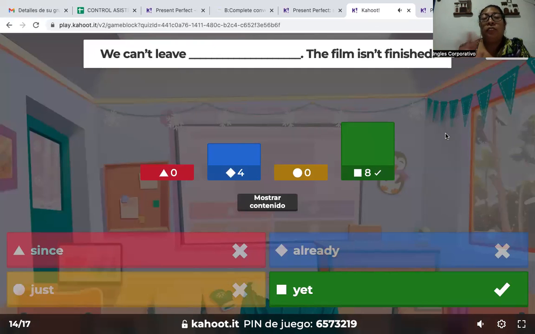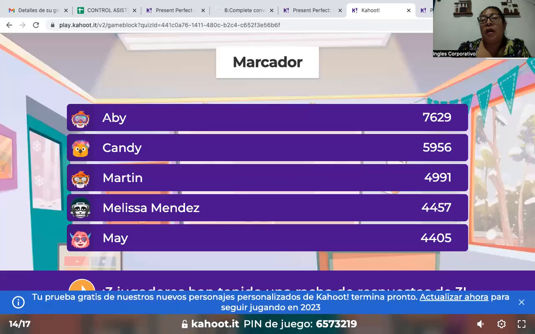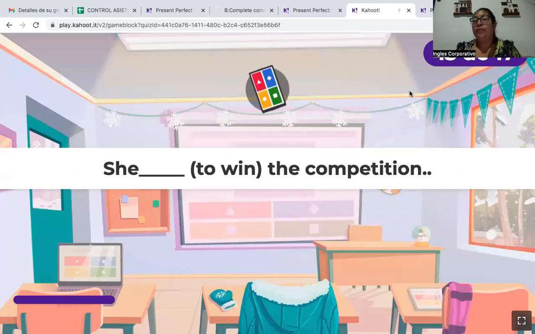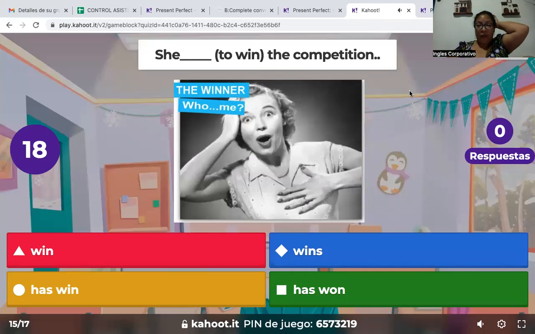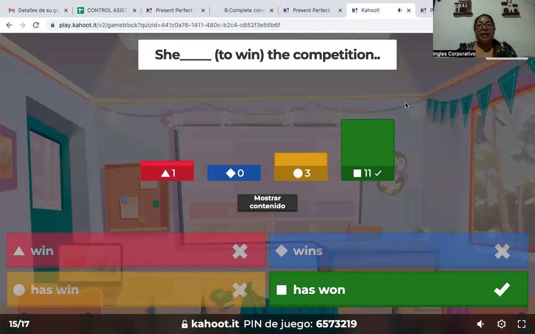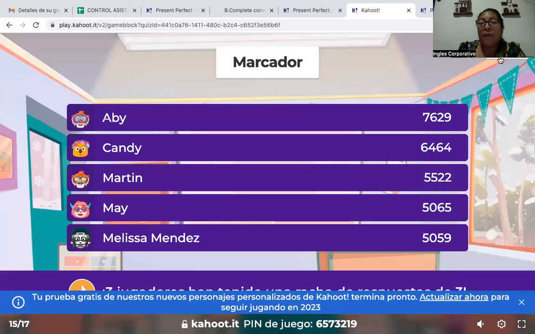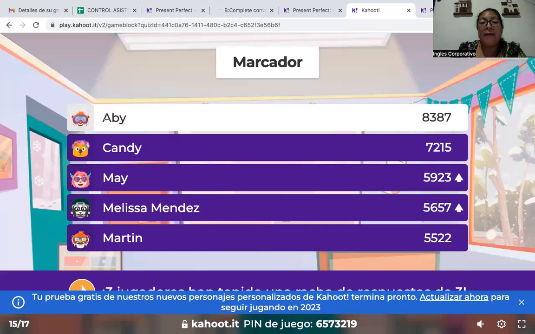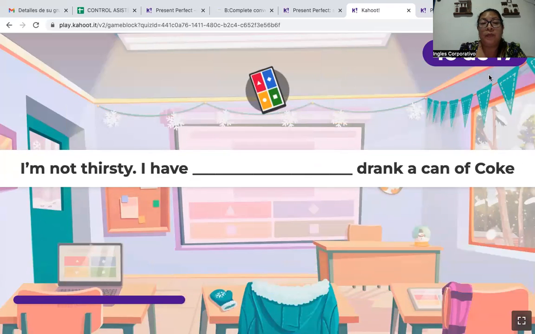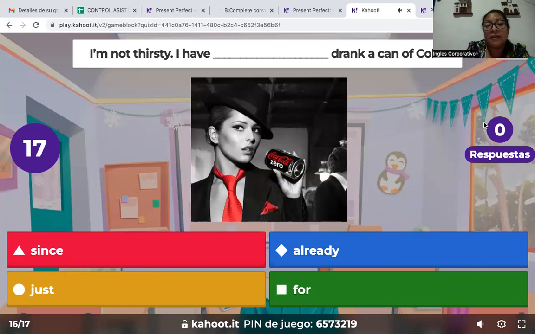Yet, okay, todavía no. Until the film isn't finished. Two more, I think. She has won the competition. Yes, has won. Almost. Solo cuatro se nos desviaron. Okay, Candy, Abby, and let's continue. I'm not thirsty. I have just drunk a can of Coke.